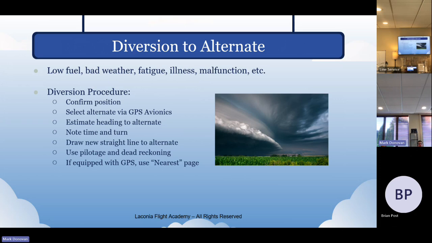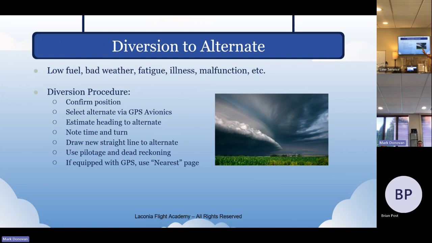When you do decide to divert, confirm where you are. Take a look on your sectional map, look outside, you go, yeah, I'm here. If you can use your GPS avionics and put an alternate airport in, go ahead and put the nearest airport in and go to. Estimate a heading that you'll fly. You can either estimate it based on looking at the sectional, or the GPS will tell you which way to turn the plane. And you just fly there. Note the time that you left your spot and the heading you turn to. And then if you can, draw it out.